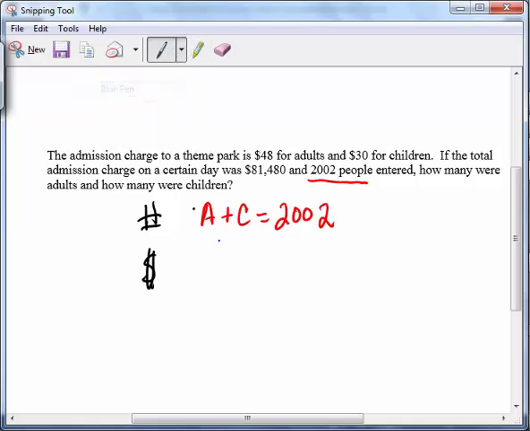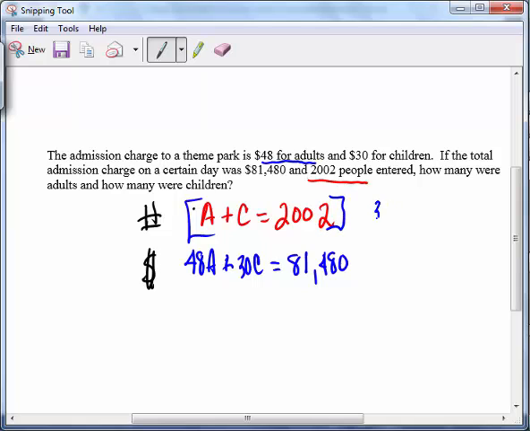And let's go by the dollar problem. $48 for adults plus $30 for children adds up to $81,480. If we multiply the top equation by 30, we get 30A plus 30C is 60,060. So we subtract those two equations here.